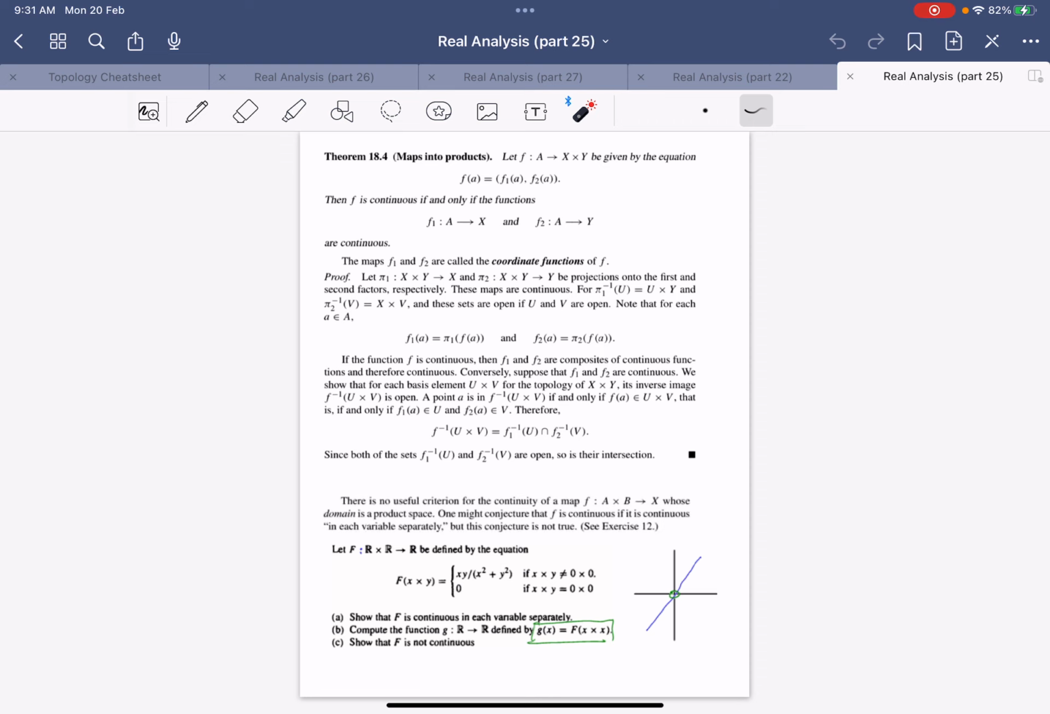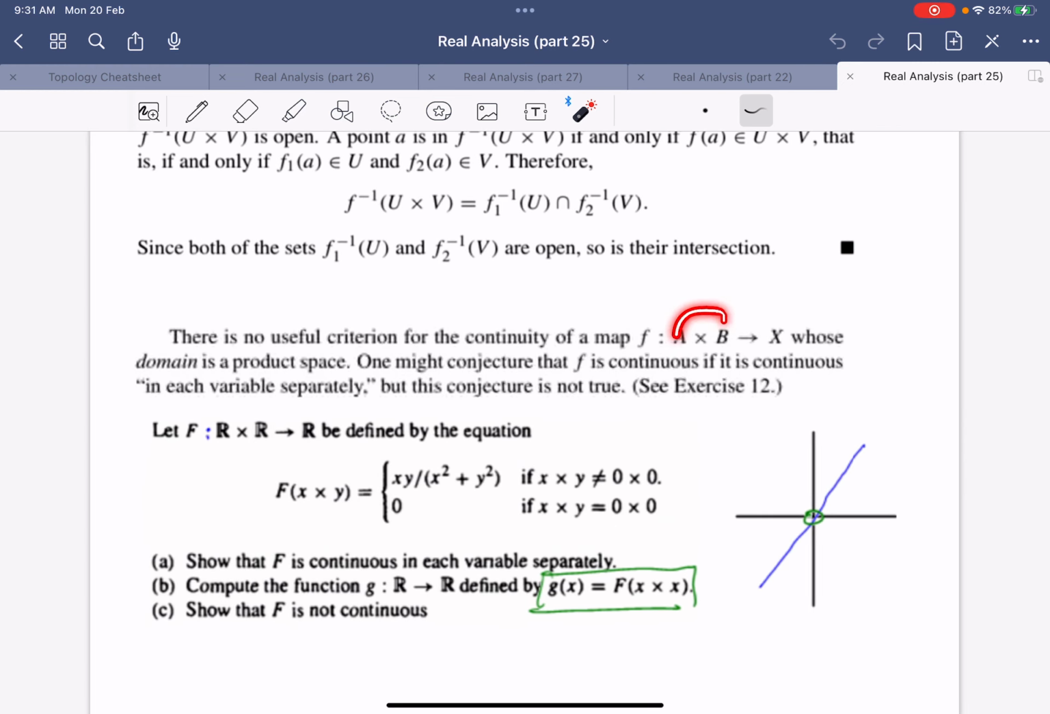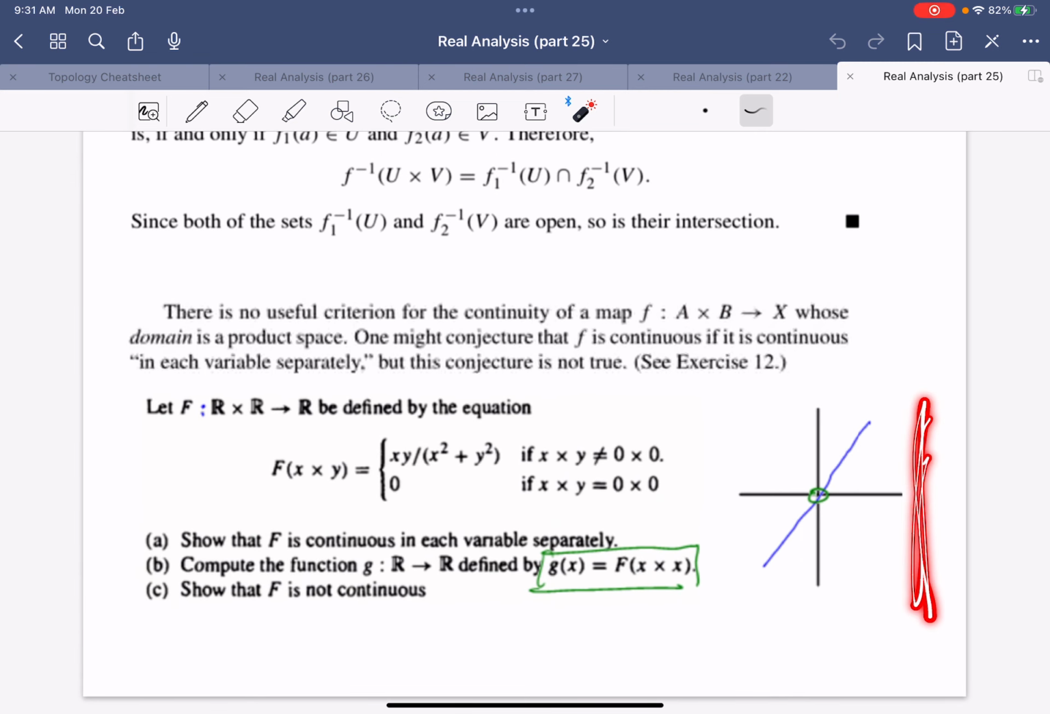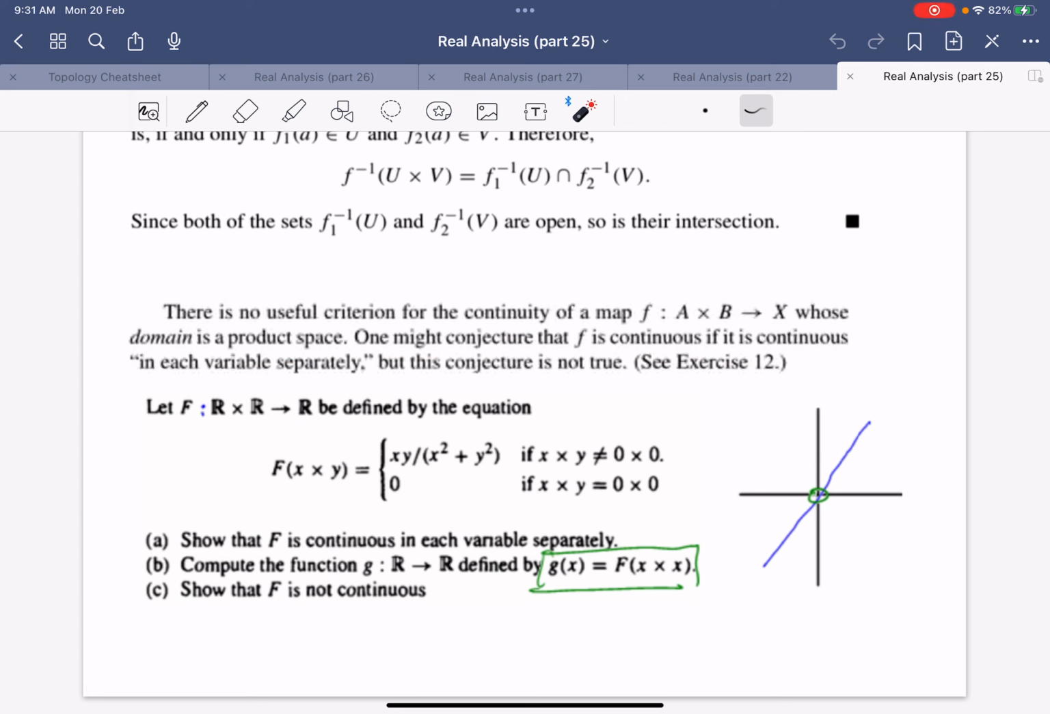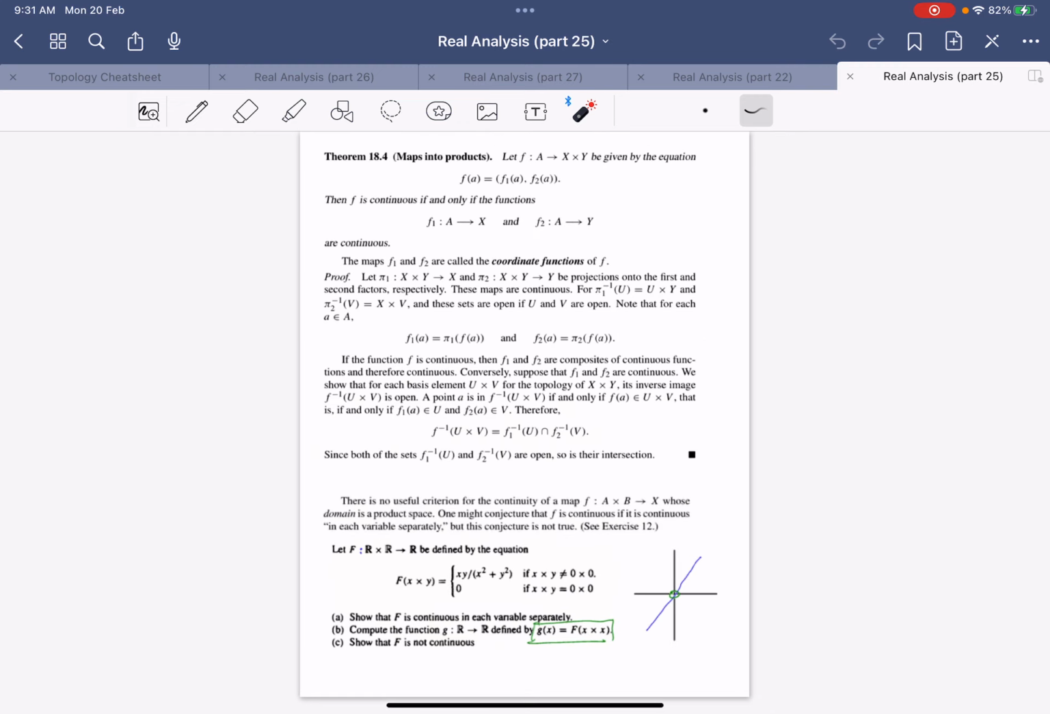So while we have a good criterion for continuity into products, there's actually no good criterion for continuity from products into an arbitrary space. You might think that it's continuous if and only if it's continuous in A and B respectively, but that is not true, and it's an exercise in Munkres' topology to prove that this function is continuous in each variable, but the overall function is no longer continuous. And I'll leave it to you.